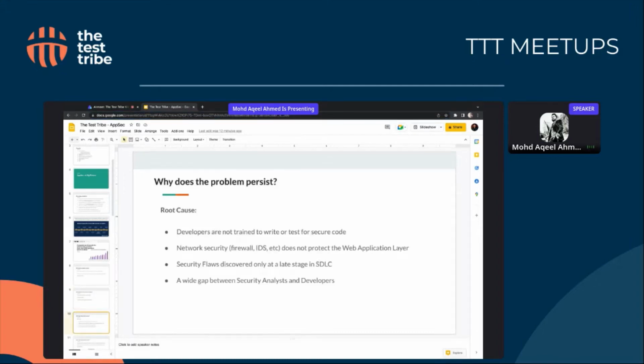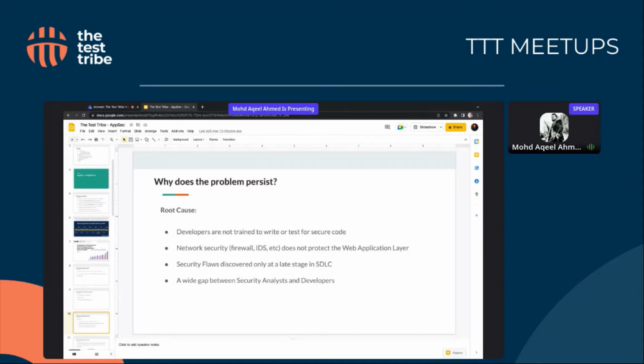Where is the problem? What's the root cause of it? Developers are not actually trained to understand security concepts. And network security cannot protect the web application layer. If you think about the OSI model, there are 7 layers, out of which firewalls, IDS, IPS, all these systems mostly protect you from network layer attacks. But when it comes to application security, there are different tactics to fix those vulnerabilities.